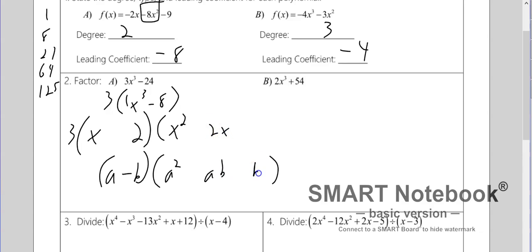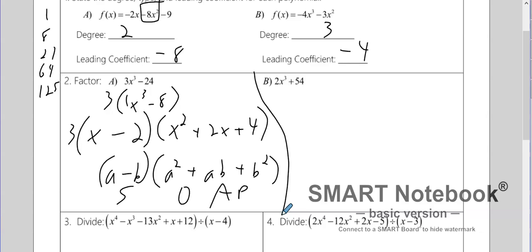And then we square the last term. So 2 squared is 4. And then we deal with our SOAP. Same, opposite, always positive. So I already put the negative in, so same, opposite, always positive. And there you go.